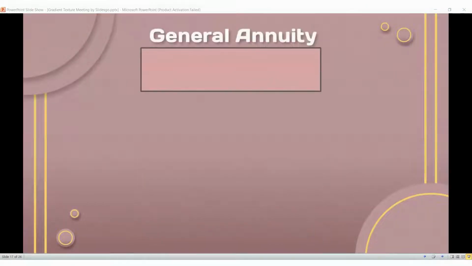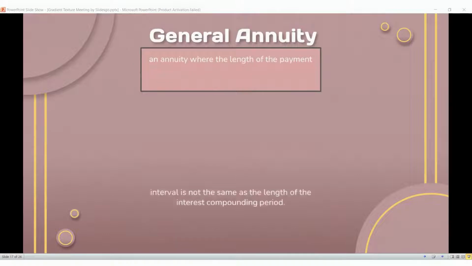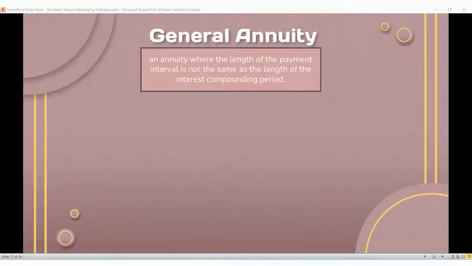General annuity: an annuity where the payment interval is not the same as the length of the interest compounding period. Meaning to say, yung interval payment niya ay hindi pareho sa interest compounding period. Unlike sa simple annuity na equal ang payment interval at ang compounding period.